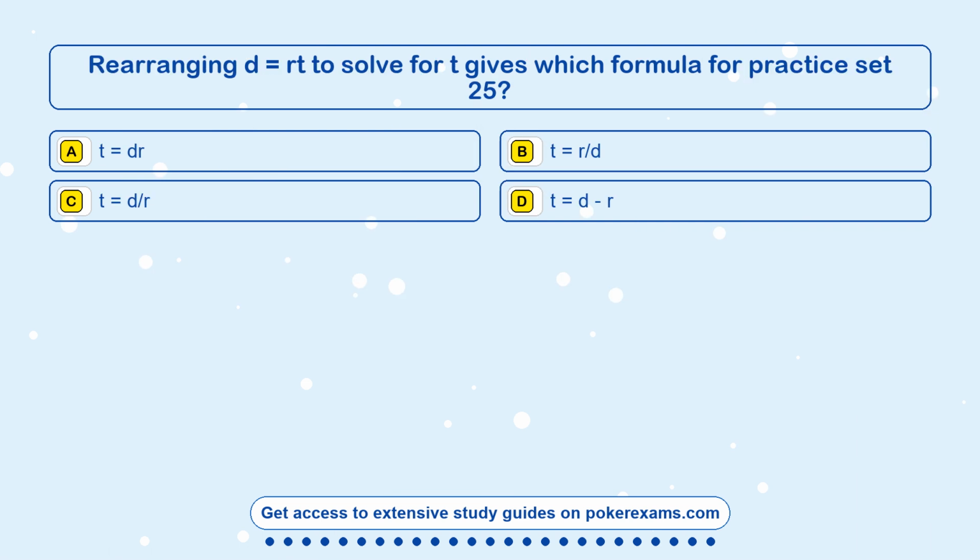Question 11. Rearranging d equals rt to solve for t gives which formula for practice set 25? Option A t equals dr. Option B t equals r/d. Option C t equals d/r. Option D t equals d minus r.